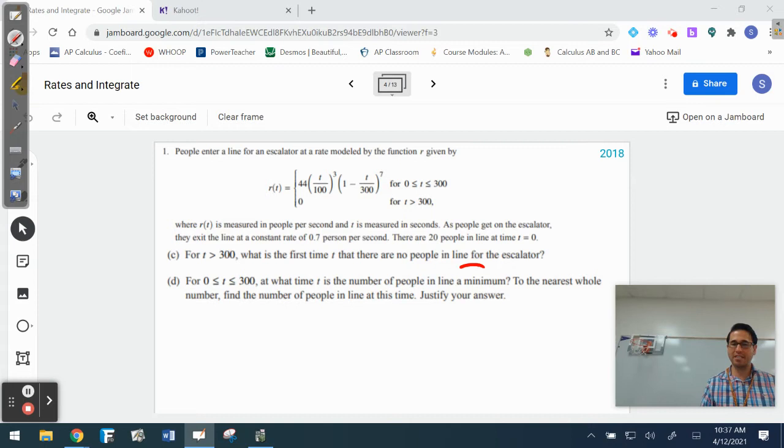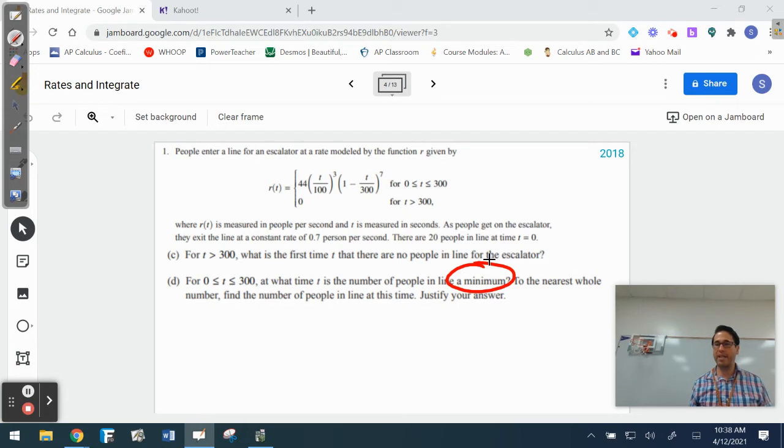It brings up this piece called minimum. And we all know whenever we have an extreme, a minimum or a maximum, we've got to find a derivative, right? So this is where we have rates and integrals all kind of interconnected, okay? And it says from 0 to 300, when do I want to go to the mall? When are there the least amount of people in line?